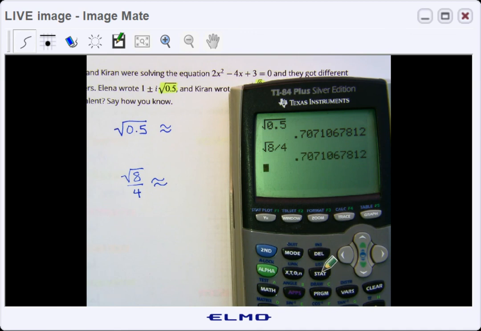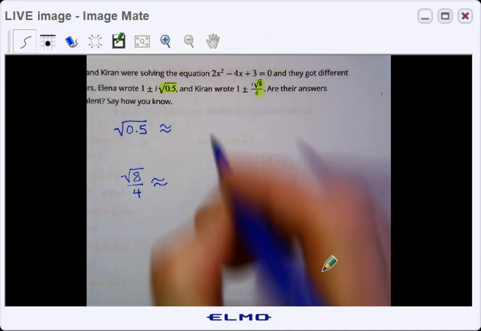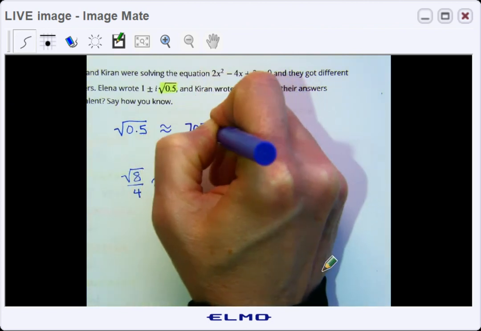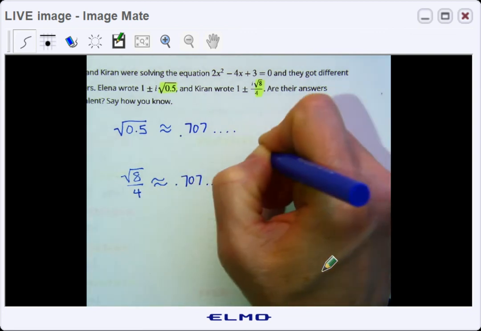So using a calculator, you can see that their solutions are equivalent, okay? So they're both about 0.707, and they're exactly the same decimal the whole way. So they are equivalent.